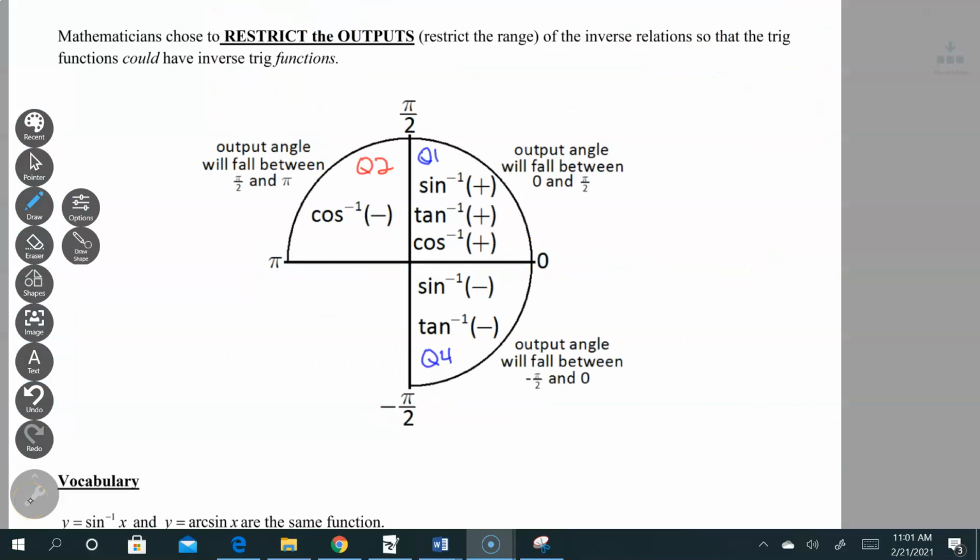So here's a little summary. In quadrant 1, everything is positive. In quadrant 4, I have inverse sine and inverse tangent that are negatives. And quadrant 2 is going to be where inverse cosine is negative. So I'm going to use this part first. I'll do this in blue.